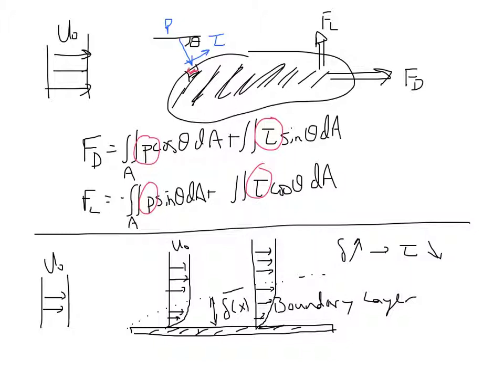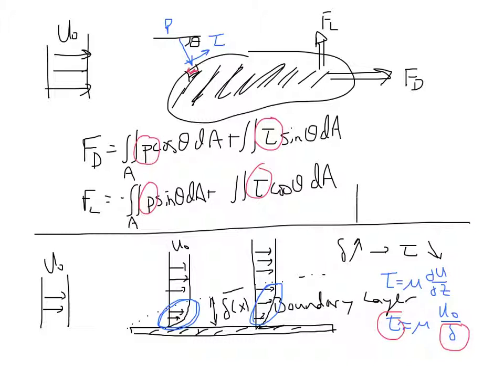The way we can think about that is the gradient across the boundary layer is decreasing because du dz. So tau is equal to mu du dz, which means tau is approximately mu u0 over delta. So as delta grows, tau decreases.